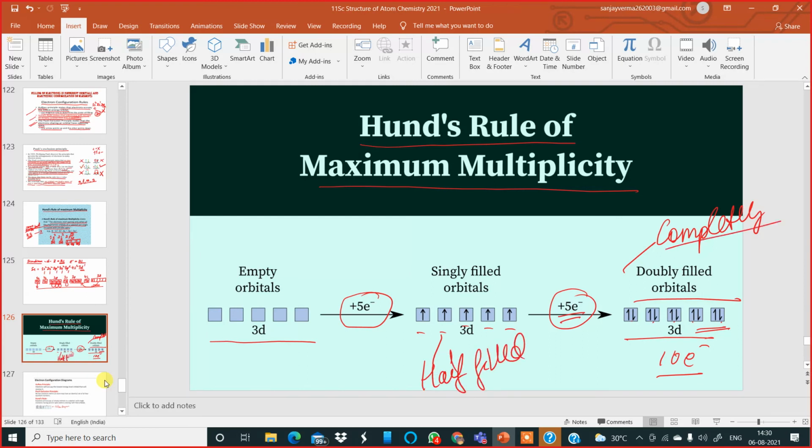Half filled and completely filled orbitals are stable. Okay. Half filled and completely filled orbitals are what? They are stable.